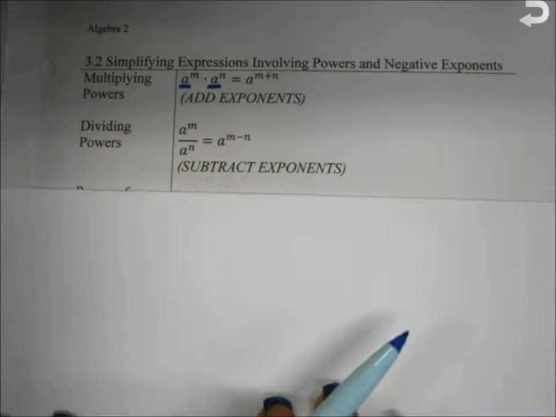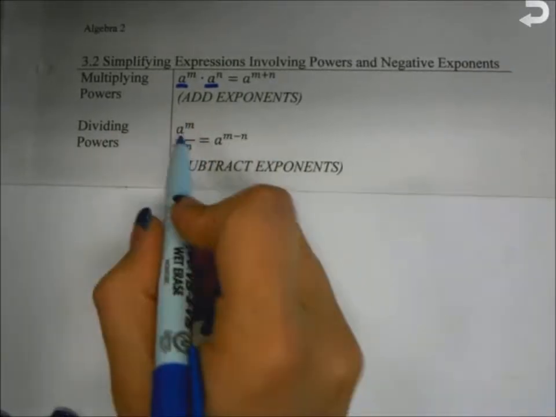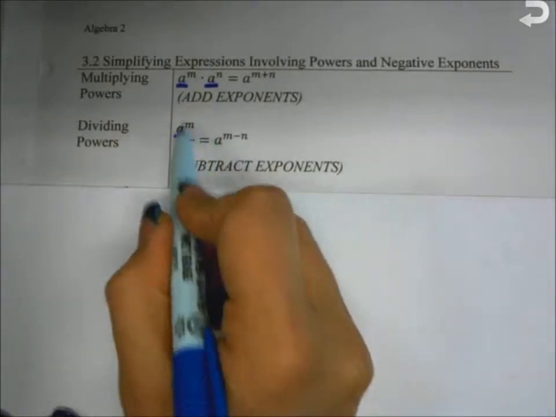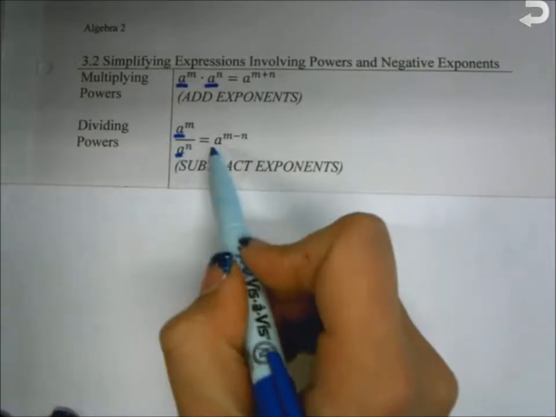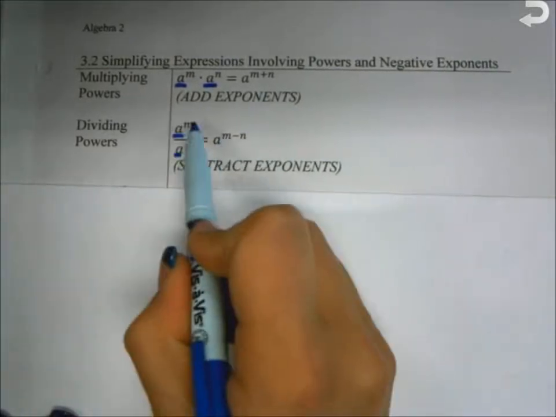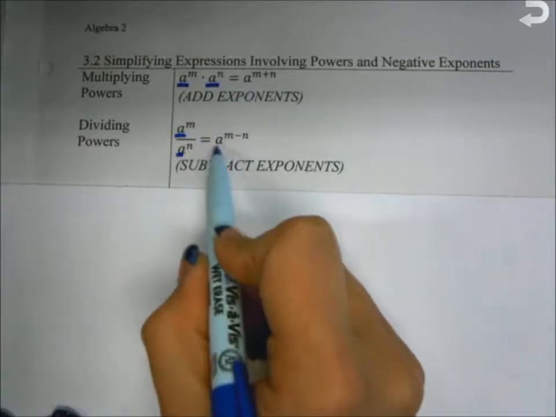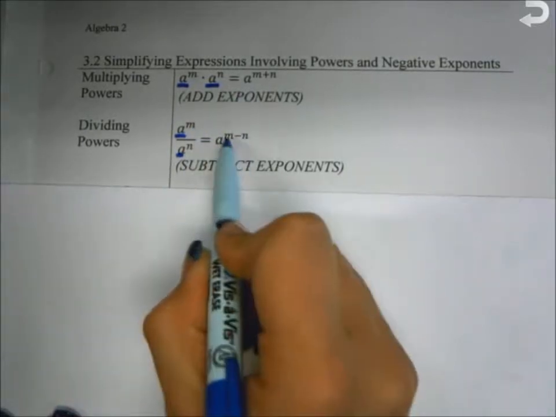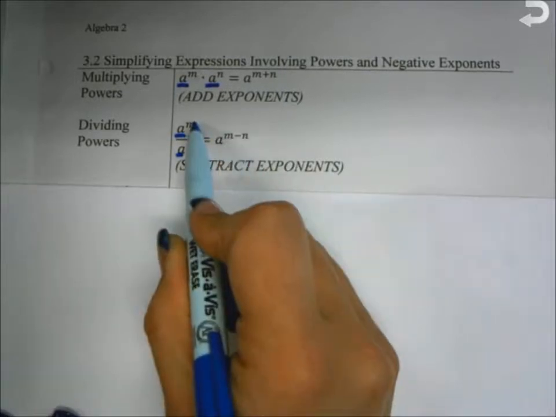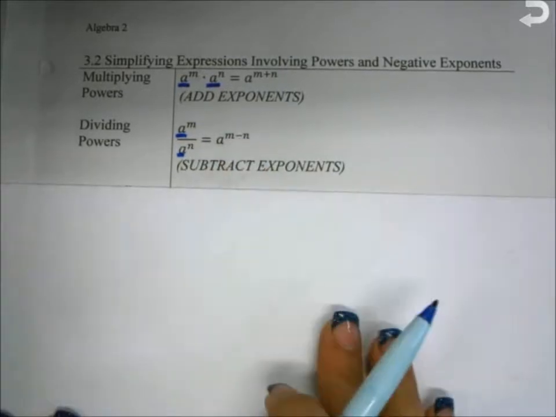Very similar to dividing powers, the two bases are the same, but the exponents are not necessarily the same. So we keep the base, and then we subtract the smaller exponent from the larger. So our answer would end up being the same base, and the exponent would be m minus n. So we just subtract the exponents there.